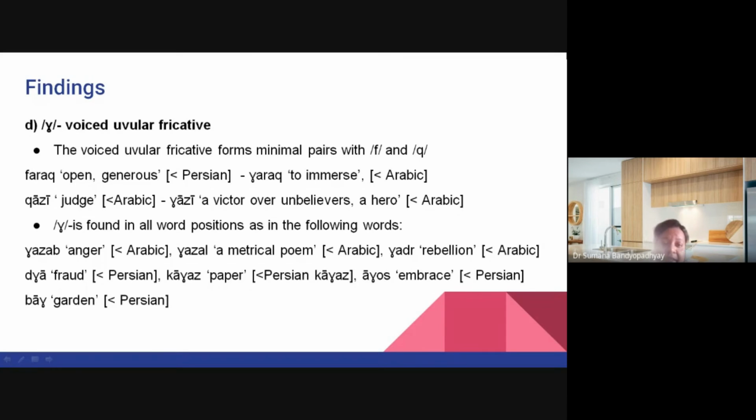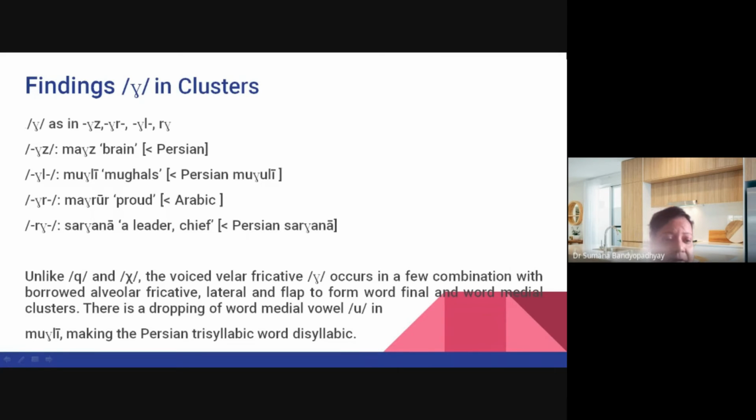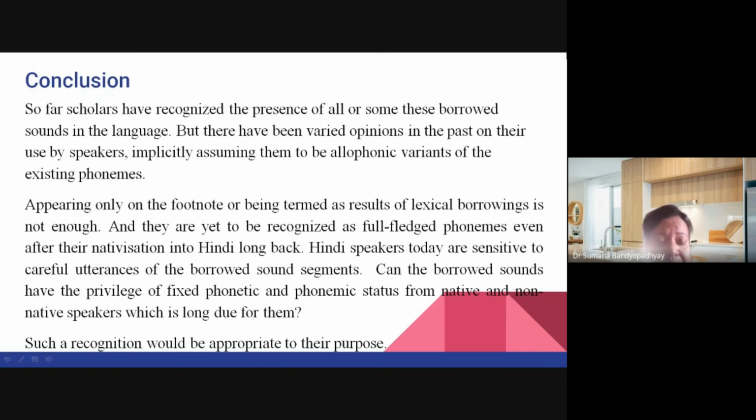This is again for the voiced and voiceless fricatives with minimal pairs. Next slide, please. Here we have an insertion of a vowel, for example, Mughli, which was in Persian. In the U, the intervocalic U is deleted. Next slide, please.